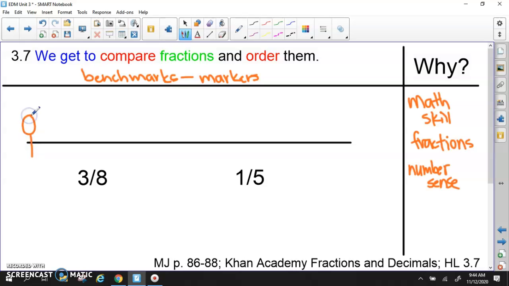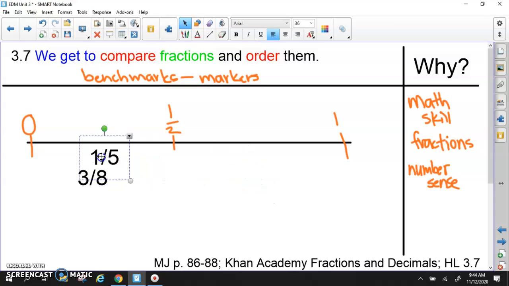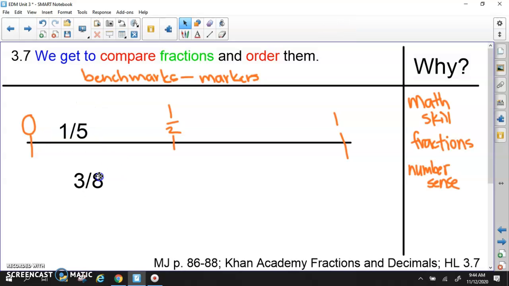So let's say we have, these are both below 1, okay? Let's say this number line is the 0, the 1/2, and the 1 whole, our benchmarks here. If I was to look at this, I feel like 1/5 is kind of close to 0. Would you agree? And then I feel like 3/8 is kind of close to 1/2 because I know 4/8 is 1/2, right? So that's one way to do this, with benchmarks in this comparison. Does everybody feel okay about that?